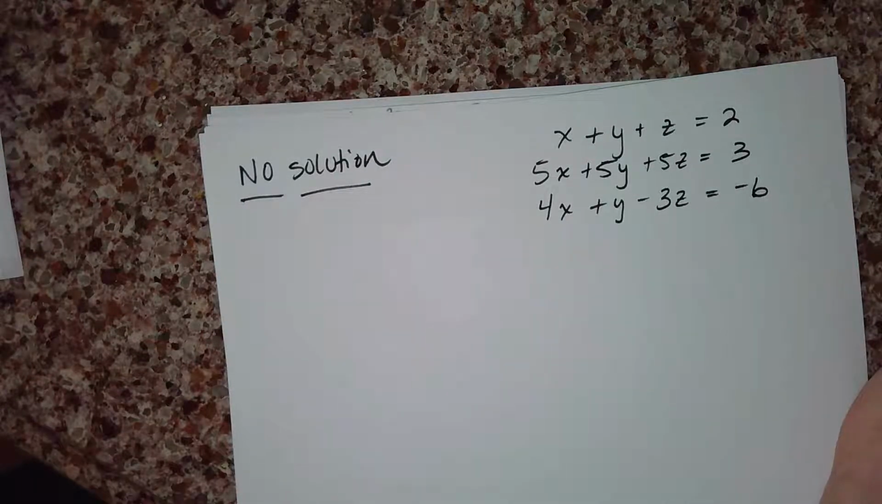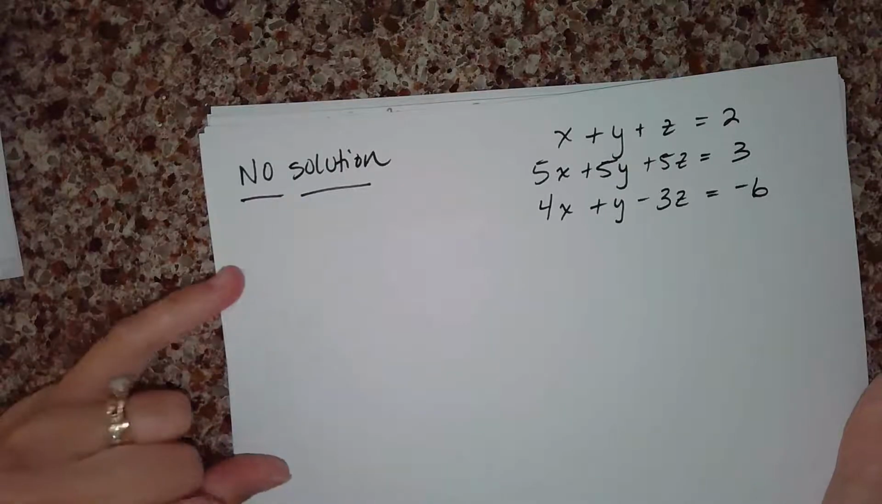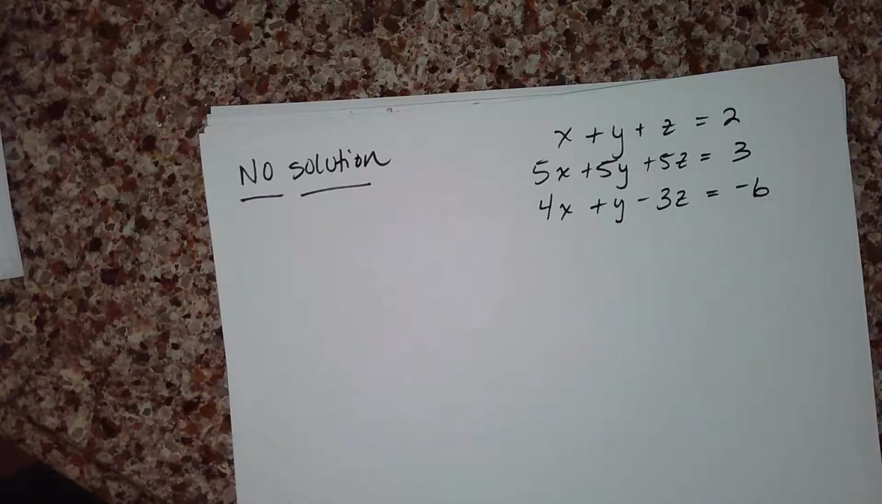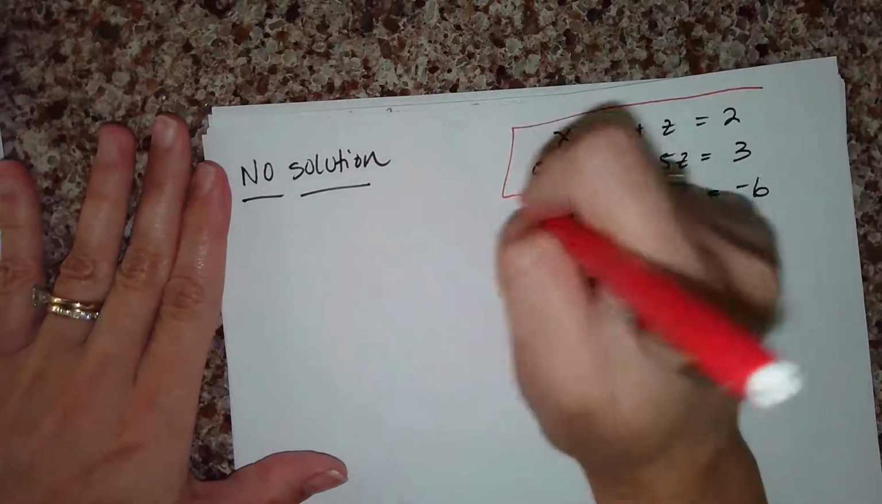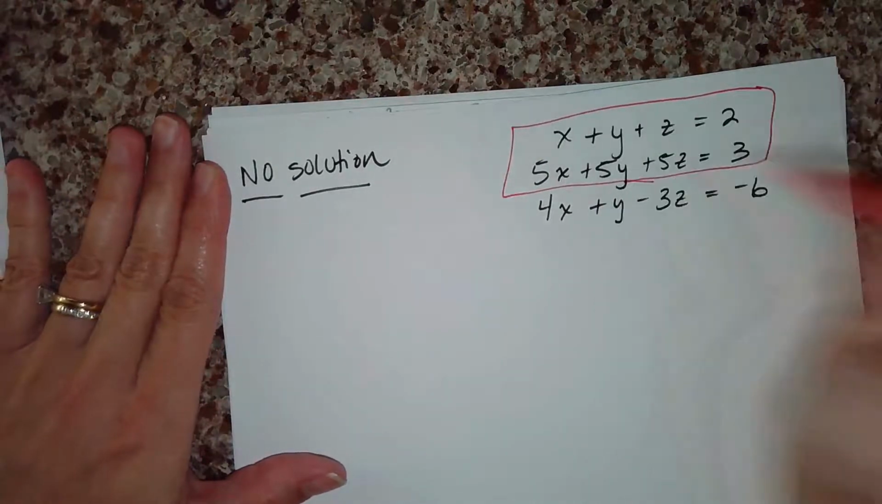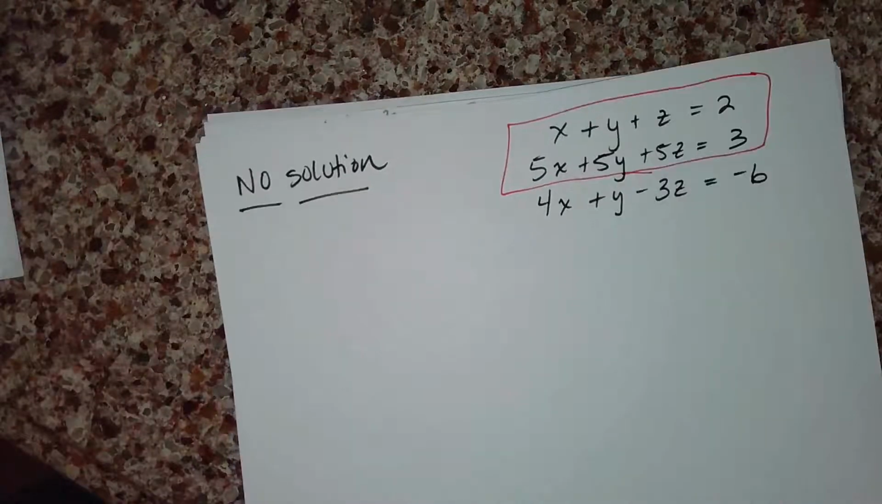All right, so what I'm going to do is go ahead and take the top 2 equations. I'm going to start the same way I would with any other 3-variable system, because you don't know that it doesn't have any solutions. I'm telling you that it doesn't, but if this were on a test, you wouldn't know. I'm going to take those 2 equations and solve.